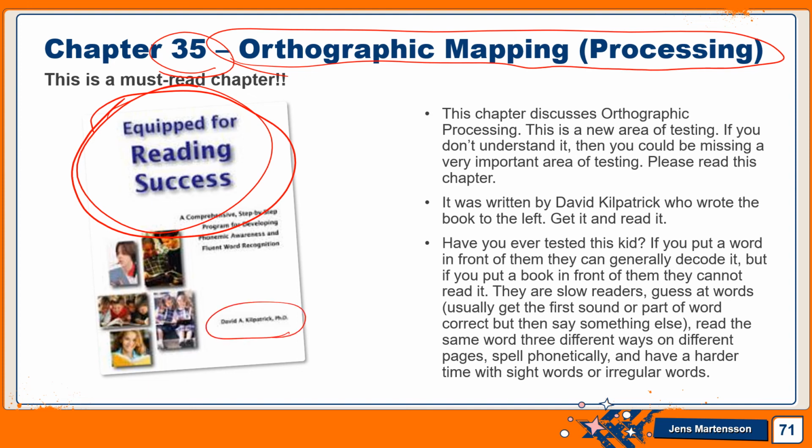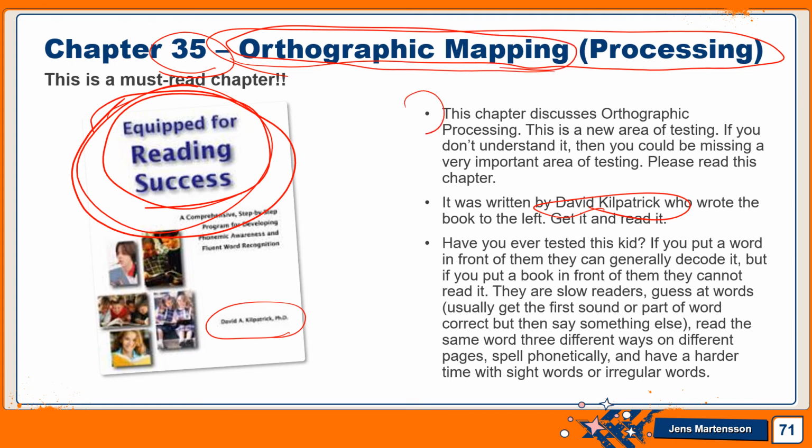It was written by Kilpatrick, who wrote the chapter in this book that I'm talking about, David Kilpatrick. Oh my God, he is so knowledgeable about this stuff, and he's also very wordy. So what he could say in 2 sentences, he takes like 2 pages. But anyway, Equipped for Reading Success is a fabulous book. It really explains orthographic mapping far better than I could ever do.